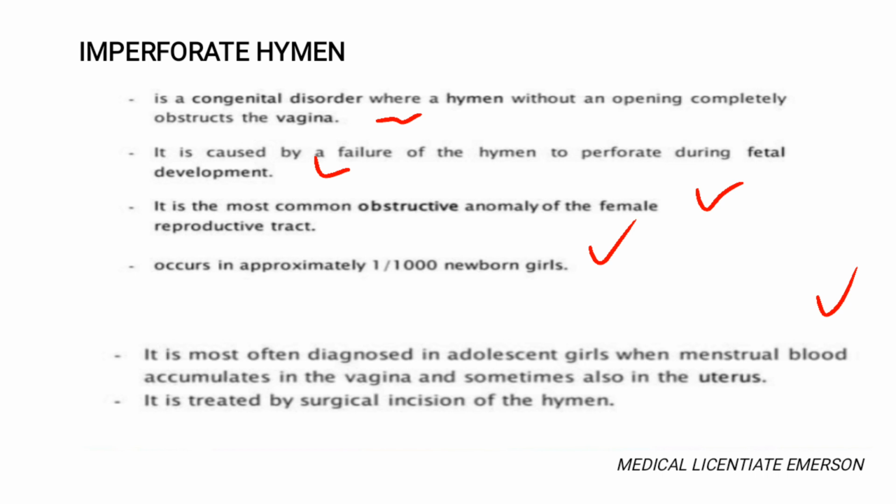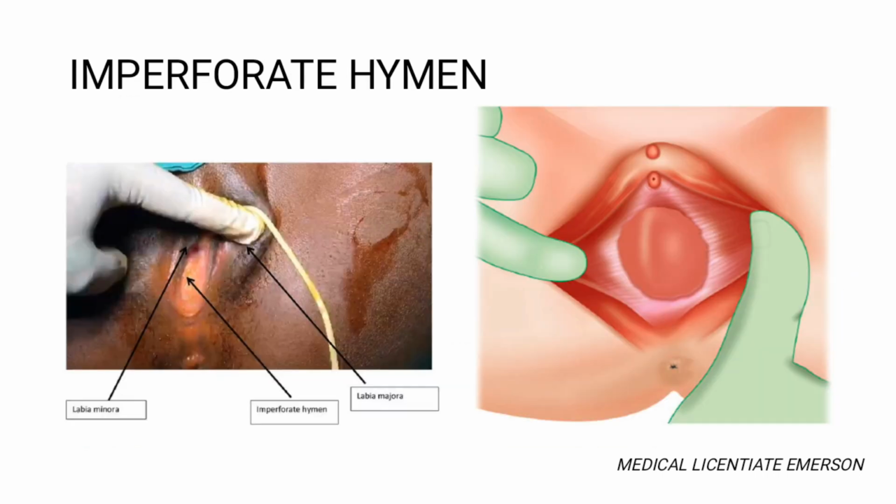Then it is treated by surgical incision of the hymen. Then that's an imperforate hymen. So as you can see, these are the labia. This is the labia minora. Then the labia majora is this side. Then in between, that's where we have the imperforate hymen itself.